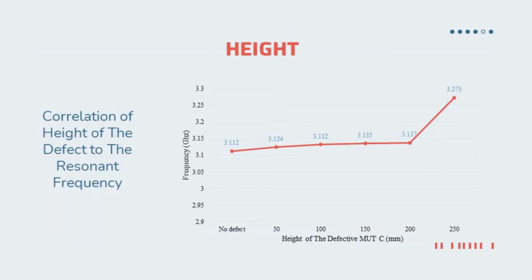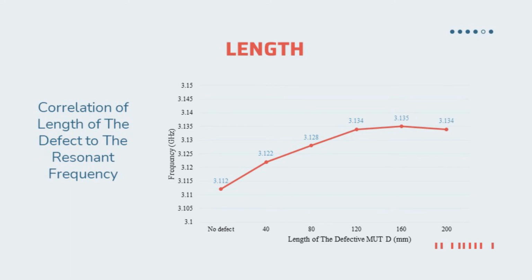This line graph shows the correlation of the height of the defect to the resonant frequency. It clearly shows that the resonant frequency varies at different heights of the rectangle. As the height is increased, the resonant frequency will increase. The correlation of the length of the defect to the resonant frequency is shown in this line graph. As we can see, the result indicates that while the length of the defect increases, the resonant frequency shows a slight increase.